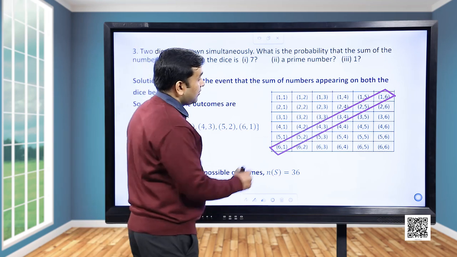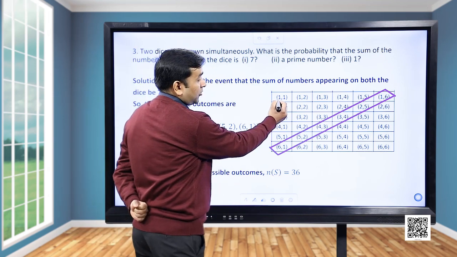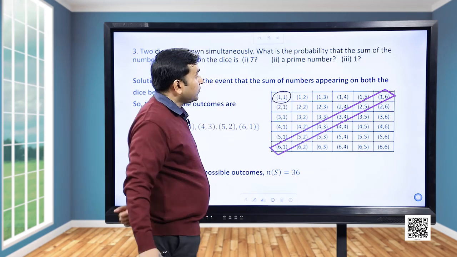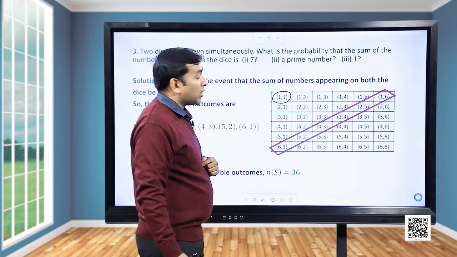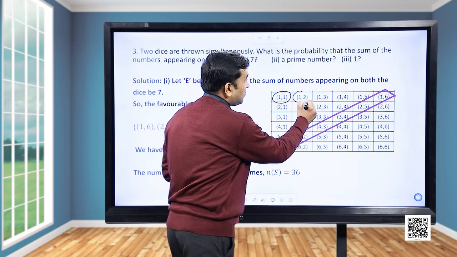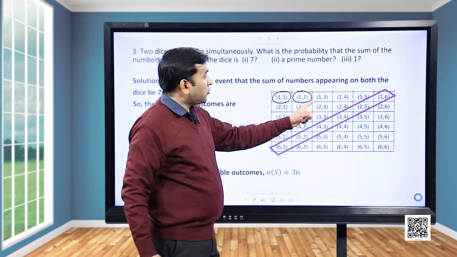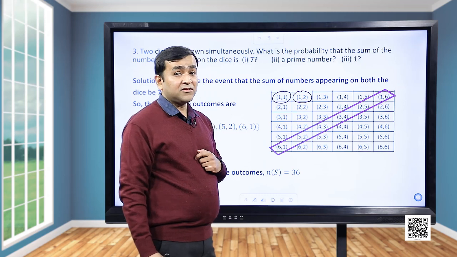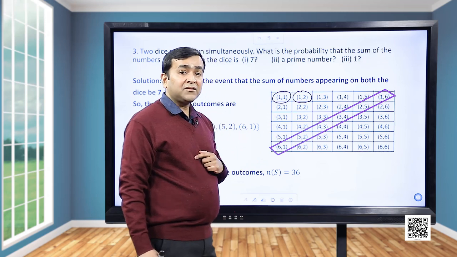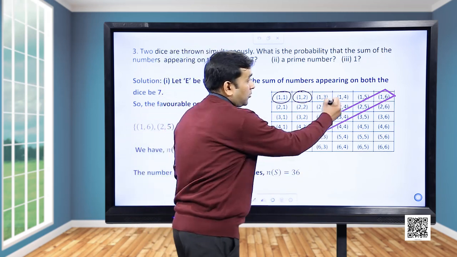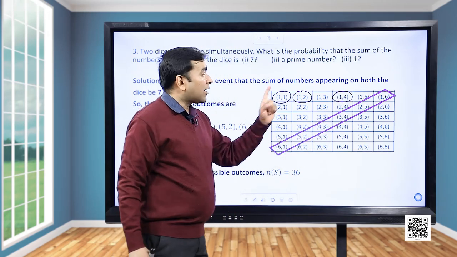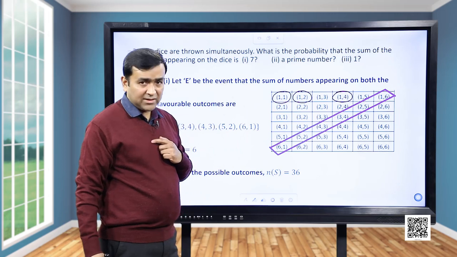So see here, 1 plus 1, is it 2? So this is a prime number, so we will mark this. What about 1 plus 2? 1 plus 2 is 3, which is again a prime number. So this is a favorable outcome. What about 1 plus 3? This is 4. This is not a prime number, so we'll leave it. What about 1 plus 4? This is 5. This is again a prime number. This is the favorable outcome. So in this manner, we'll mark all the favorable outcomes in this table.